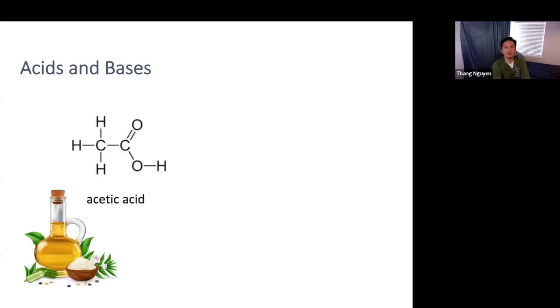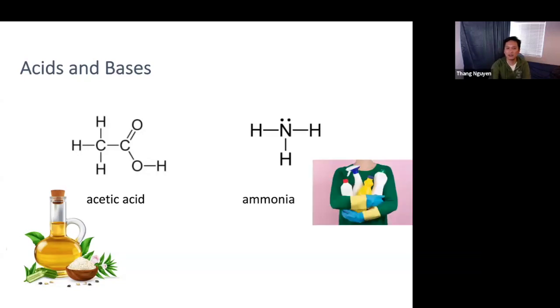So in everyday life, you have encountered acids before. For example, in your kitchen, you may have used vinegar. Like we said earlier, to make salad dressing, you might need vinegar. Well, the main ingredient in vinegar for the taste of vinegar is this compound called acetic acid. Okay, so that is one example of an acid you may know.